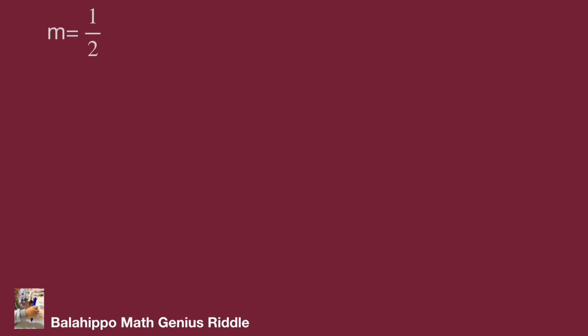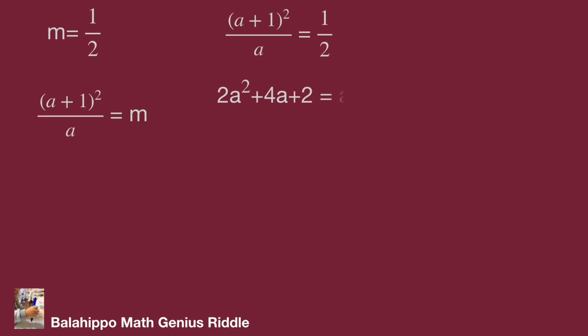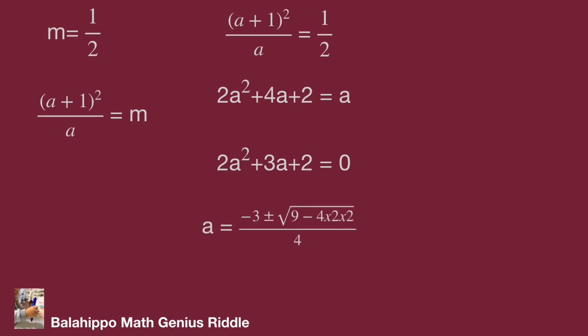While m equal to 1 over 2, refer to (a + 1)² over a equal to m. Substitute m by 1 over 2. Simplify the equation as 2a² + 3a + 2 equal to 0. Use the formula, we get a equal to -3 ± the square root of 9 - 4 times 2 times 2, over 4. The value shows that there is no real root in a. So this answer is false.